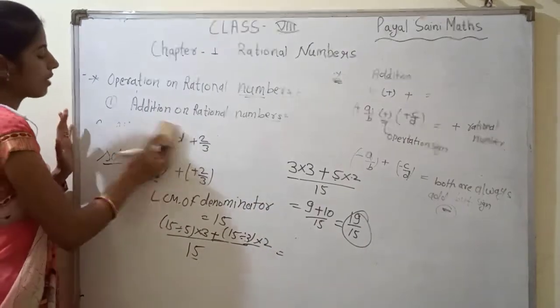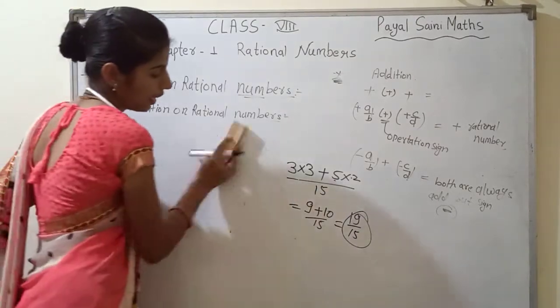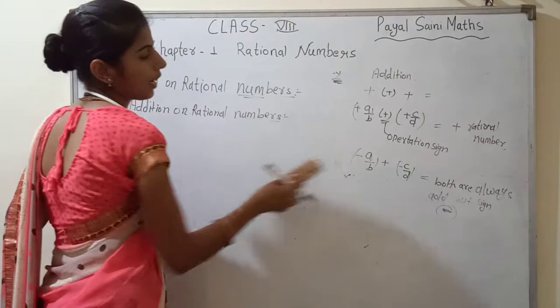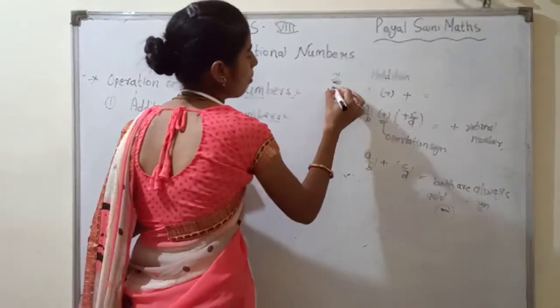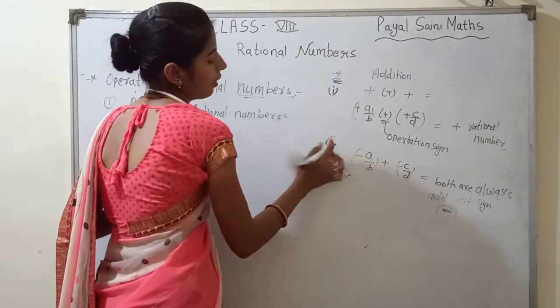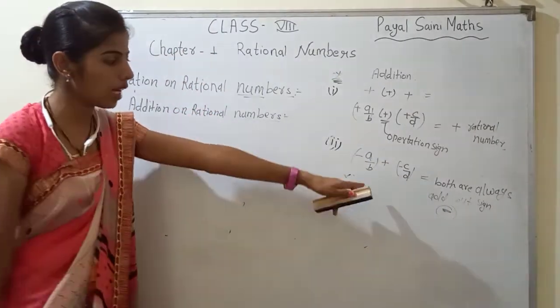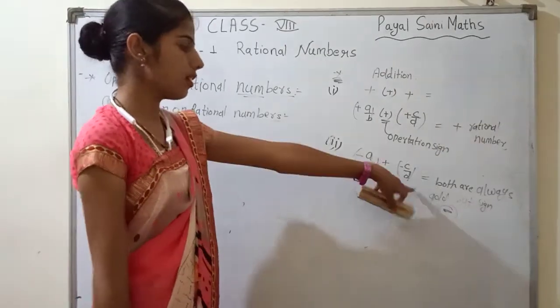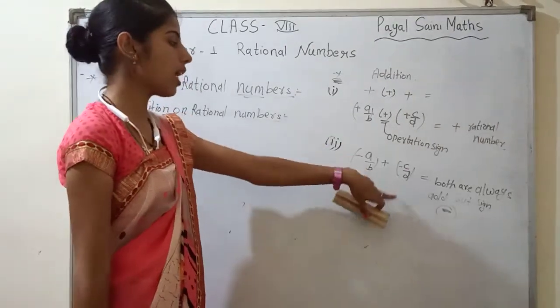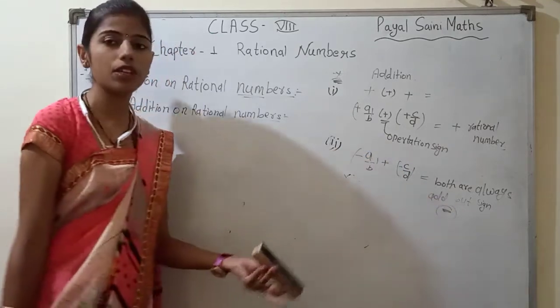Now we start the next example. If both rational numbers are given in negative, that is rule number two. This example depends on rule number one. Now we take our next question on rule number two. Rule number two says that if the first and second rational numbers are given in negative, but our operation sign is plus, then what do we do?